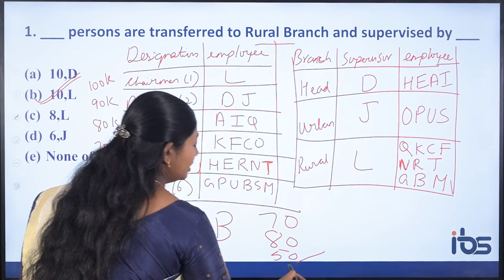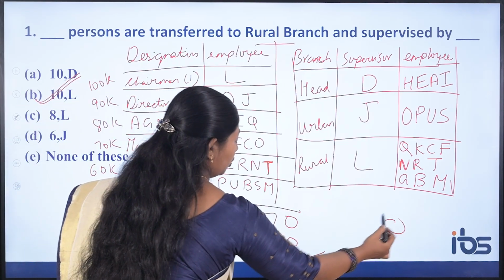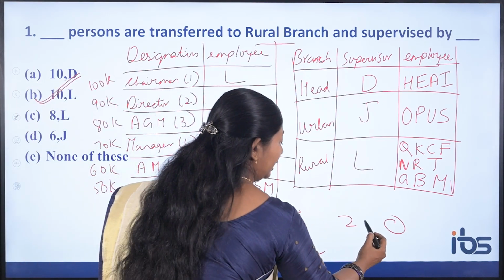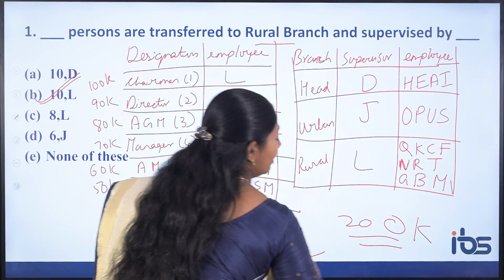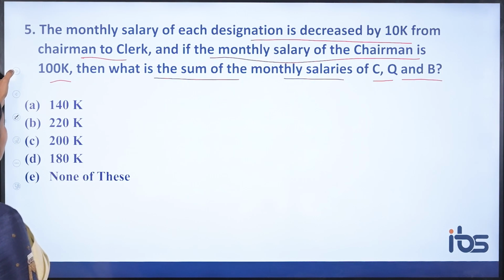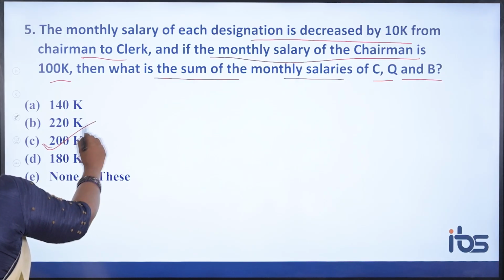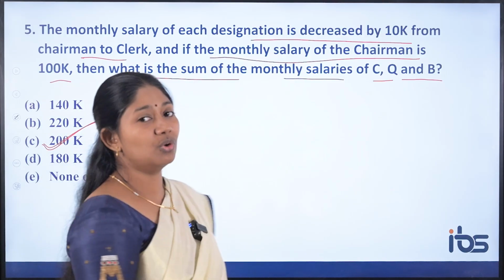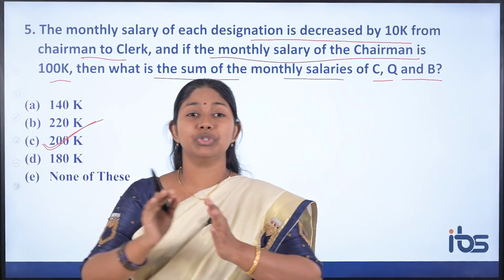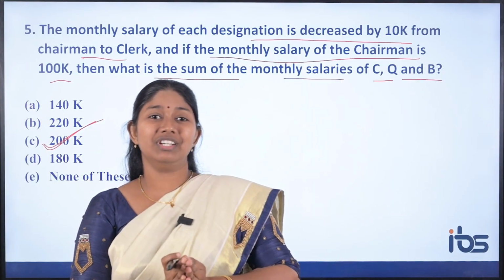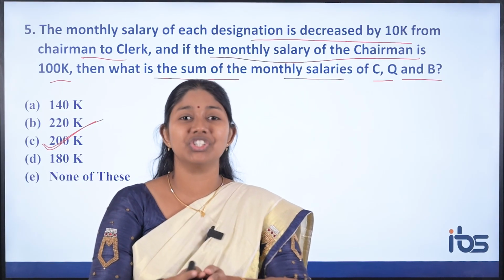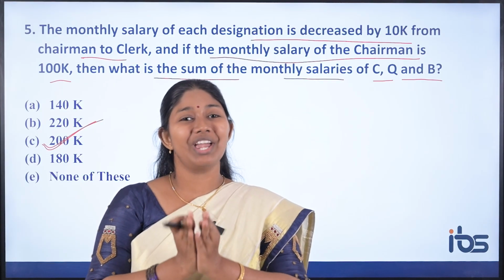If you add all these three, 8 plus 7 is 15, 15 plus 5 is 20, so 200K will be the sum of their salaries. Let me check, 200K is option number C. So that is all about this puzzle. You have 5 questions related to it. Hope this topic was clear to you all, and you can ace this session only through practice. So thank you for watching.